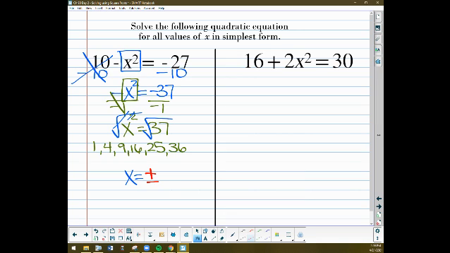So that is my fully simplified form, and I just have to leave it as the square root of 37. Okay, do not give me the decimal. I can't simplify it any further, so I just have to say square root of 37, and that would be my final answer. And don't forget that it's plus or minus, because both of those will give me 37. Okay?